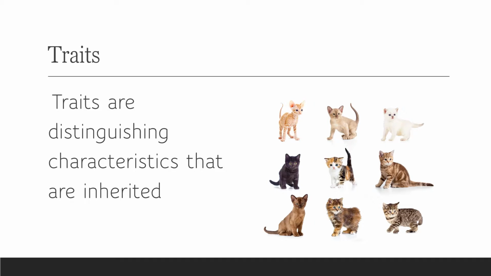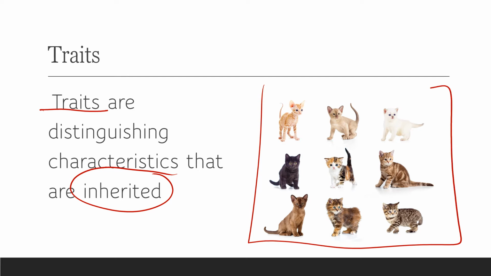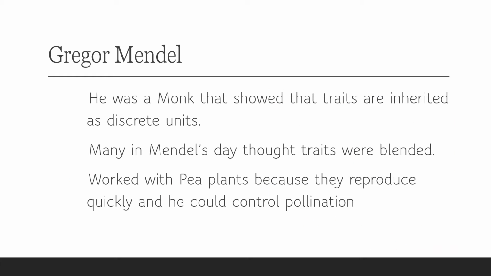So let's start out with knowing what traits are. Traits are distinguishing characteristics that are inherited. A trait is not what color nail polish you have on. That's something you choose. But a trait is something you actually inherit from your parents. For these cats, they have different fur textures, like a little fluffy one here, a little bald cat there. They have different fur colors, patterns, tail lengths, ear shapes, eye colors. These are all things that are inherited, and we call them traits.